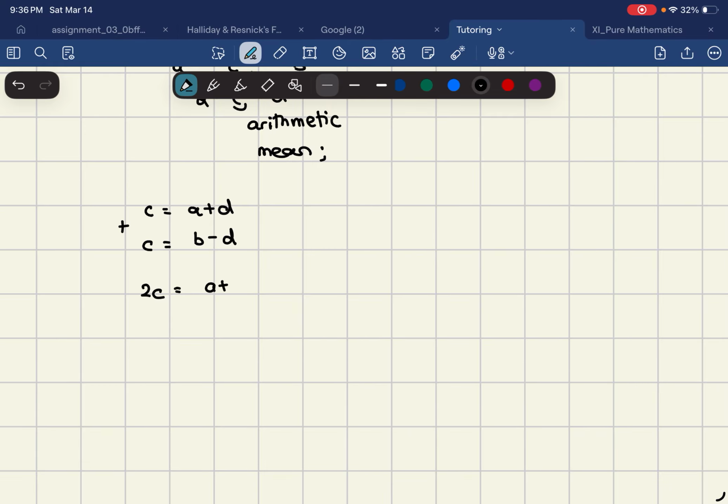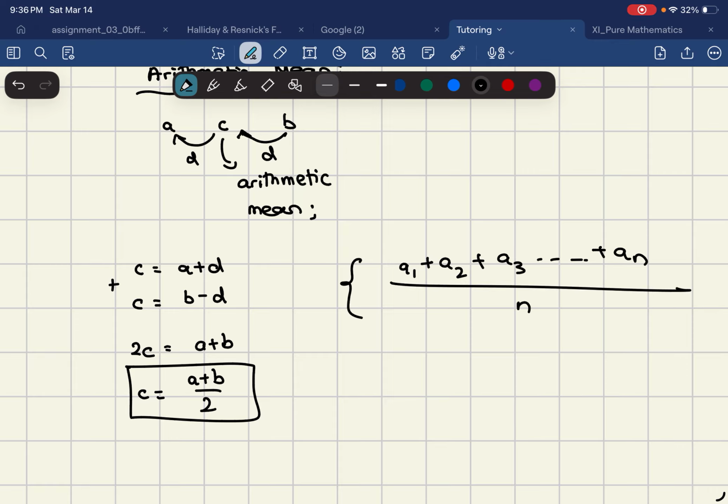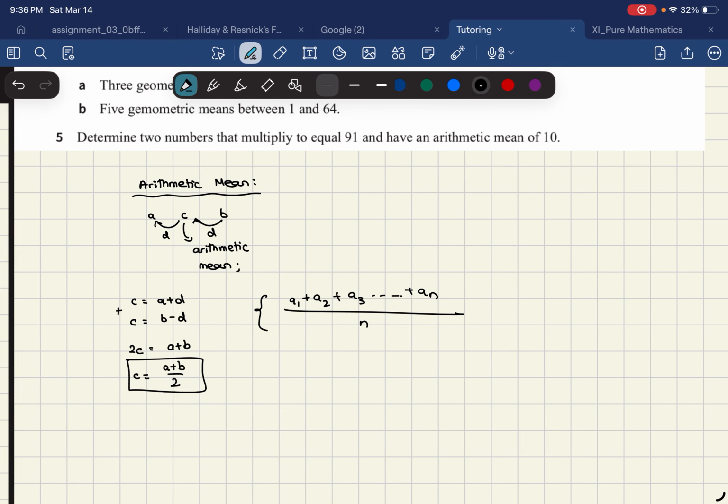You see that if I add these two equations together, 2C is just A plus B, because plus D and minus D cancel out. So C is A plus B divided by 2. So C, the arithmetic mean between two numbers, is basically their average. And when we calculate averages, that's what we are doing. If we're given n numbers, A1, A2, A3, all the way up until AN, then their arithmetic mean would be this expression. So that is the arithmetic mean of n numbers.